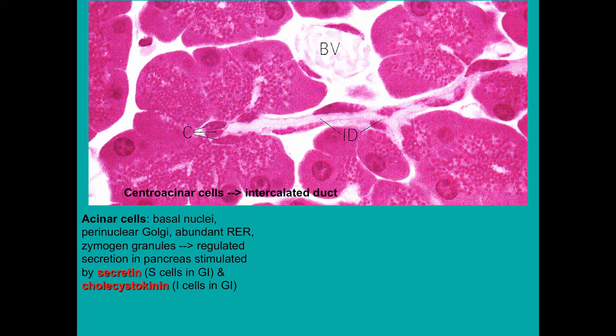They're secreted when the pancreas is stimulated by secretin, which is synthesized by S cells in the GI tract, and by cholecystokinin, which is synthesized and secreted by I cells in the GI tract. So clearly the zymogen granules, since they're released by regulated secretion, are going to be forming with clathrin-coated vesicles.